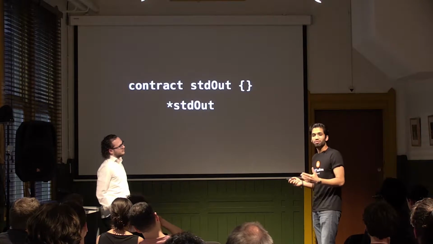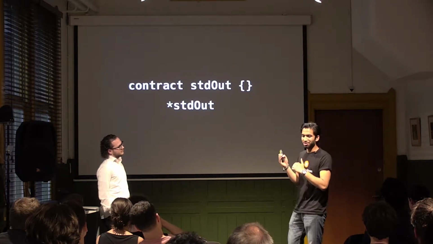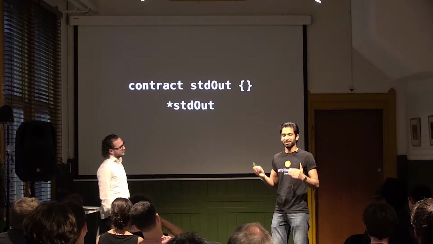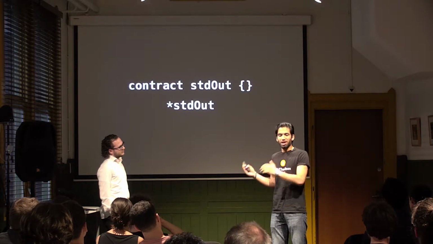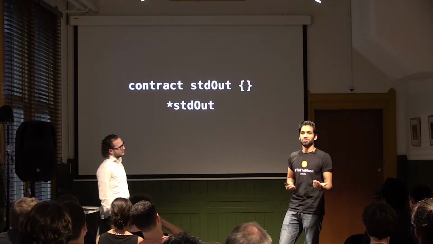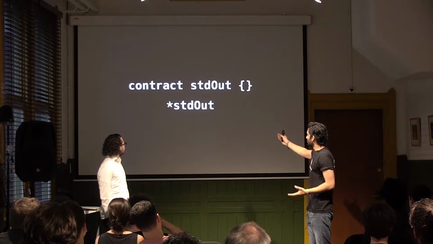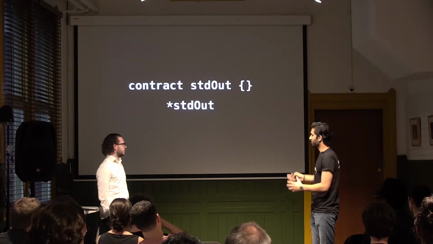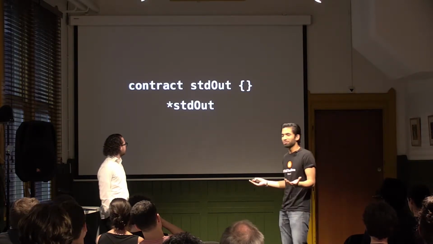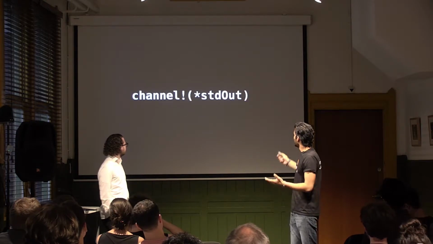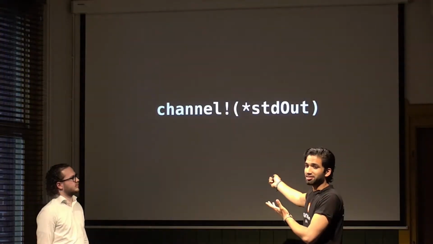So how do you pass a process, or how do you receive something on a channel without passing the whole process to it, but just a pointer to it? We can do that with an asterisk put in front of the named process. And then you can pass it into a channel.